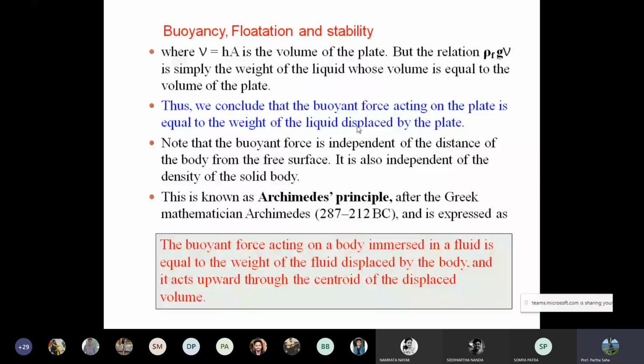The buoyant force or buoyancy force acting on a body immersed in a fluid is equal to the weight of the fluid which is displaced by the body, and it acts upward through the centroid of the displaced volume. This is the same principle we use when we calculate, if you remember, using Archimedes principle, all of you calculate the bulk density of a material, right? For ceramics, we used to dip it in water or oil, right?